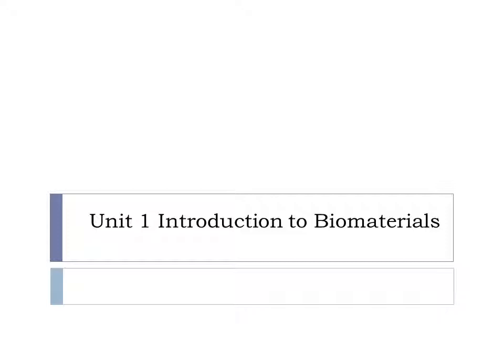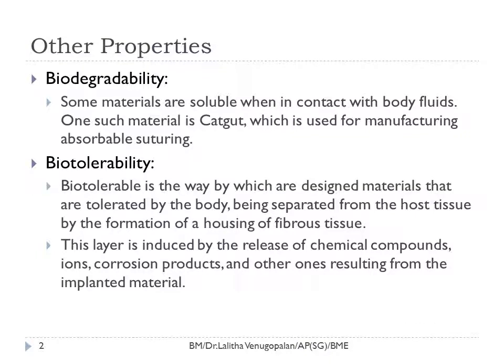So in the last class, we discussed the properties or characteristics of a biomaterial. To build on that, there are two other properties of a biomaterial apart from the ones that we have already discussed, and they are biodegradability and biotolerability.